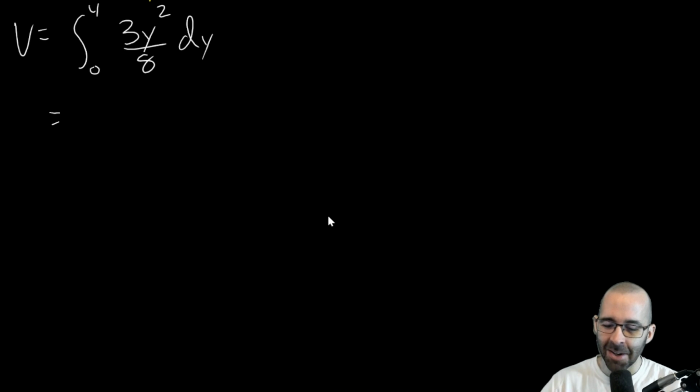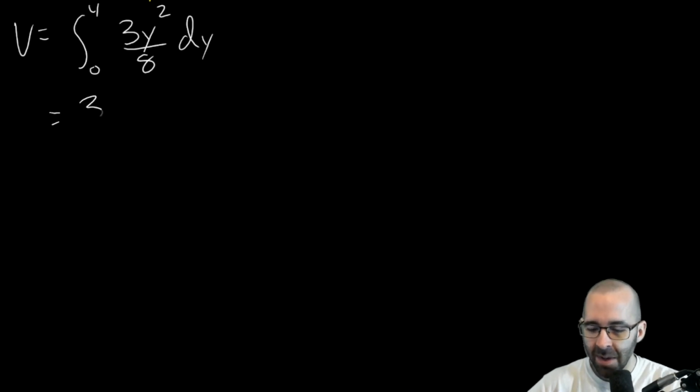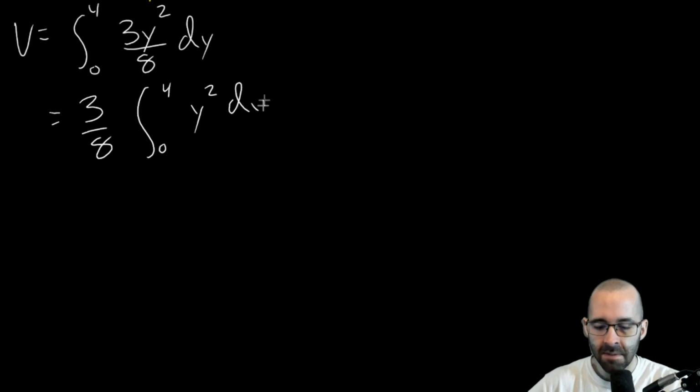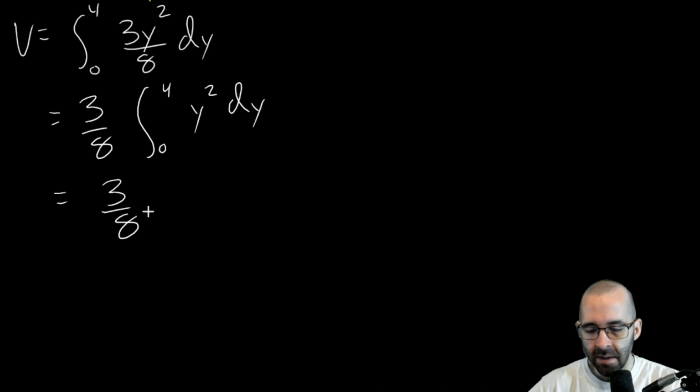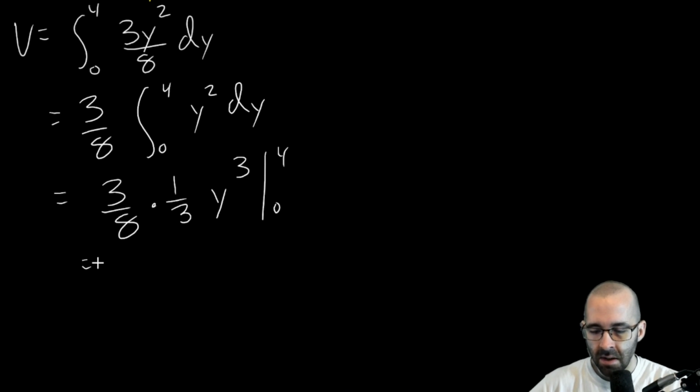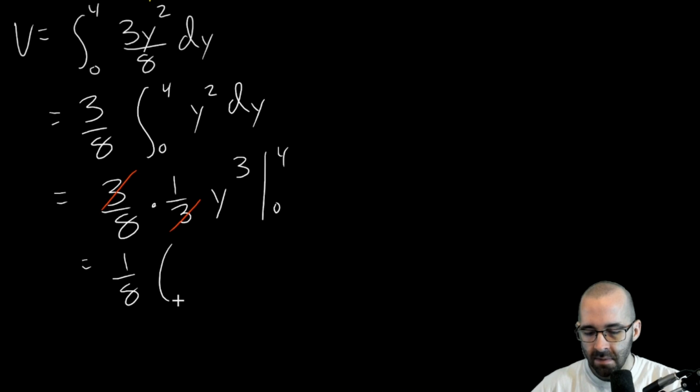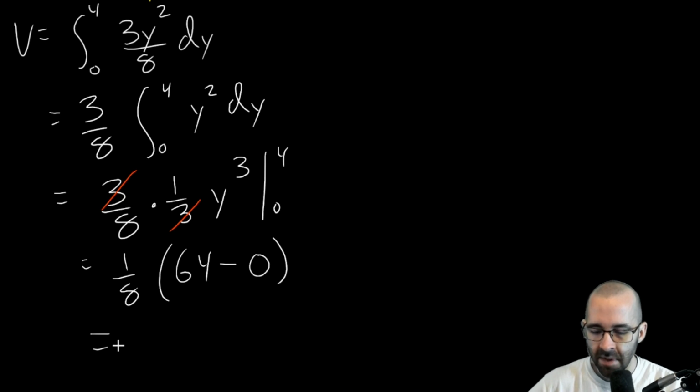Okay, no more. We can take the 3/8 out in front if we wanted. I think this makes the integral a little easier. And now we can integrate. Get 1/3 y cubed with the power rule from 0 to 4. And again, we can just keep that 1/8 out in front. 4 cubed is 64. Minus 0 cubed is 0. 64 over 8, that's 8. We get 8 units cubed.